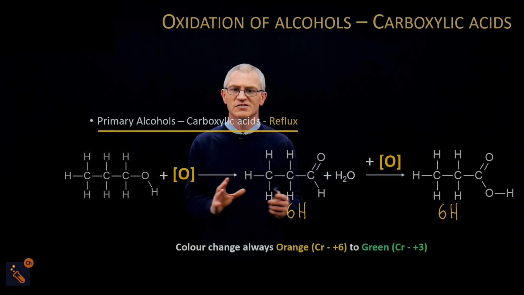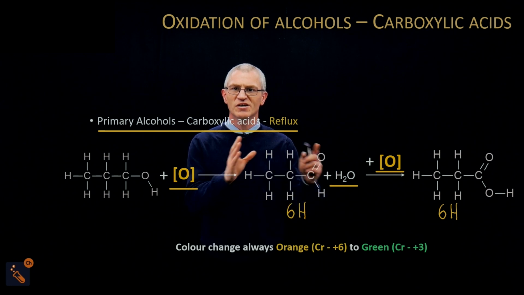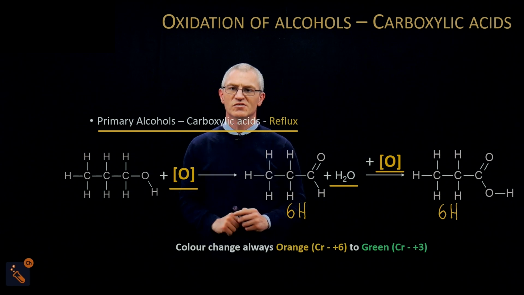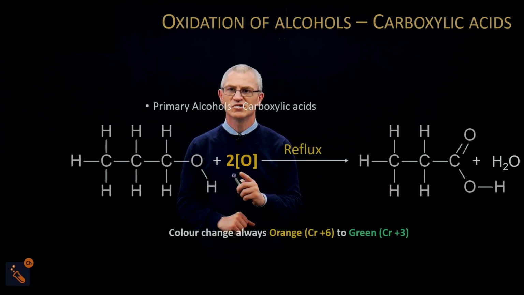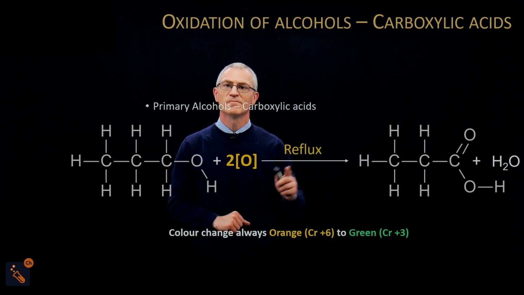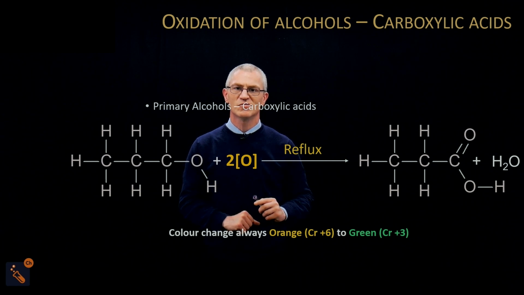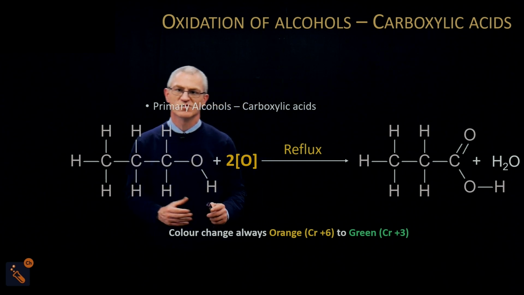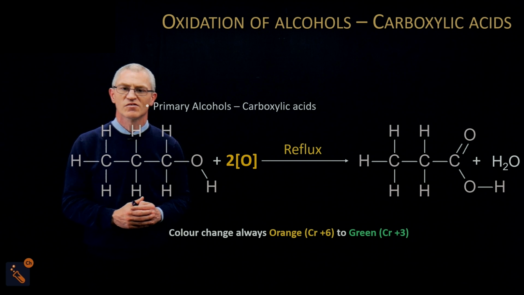If we take this all into account, we take the 2 oxidizing agents and that 1 water, and then we get rid of the intermediate because we don't need it, as it's just going to go all the way through to the carboxylic acid. You'll get this overall equation: 2 oxidizing agents, reflux, making your carboxylic acid plus water, with again orange to green as your colour change, your Cr plus 6 going to plus 3.